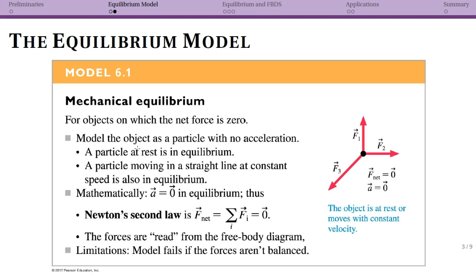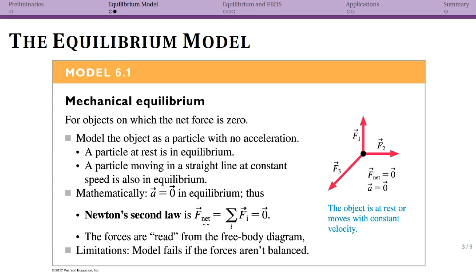So we're going to be modeling the object as a particle. That means we can draw it as a black dot and all of the forces act in the same location. We don't care where the forces are on our object. We can simplify it to a particle. Now, in both these situations, we have equilibrium, either a particle at rest or a particle moving in a straight line at a constant speed, meaning constant velocity. So in both of these cases, we have 0 acceleration.